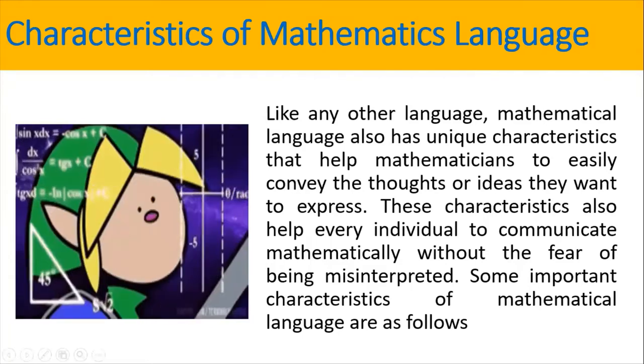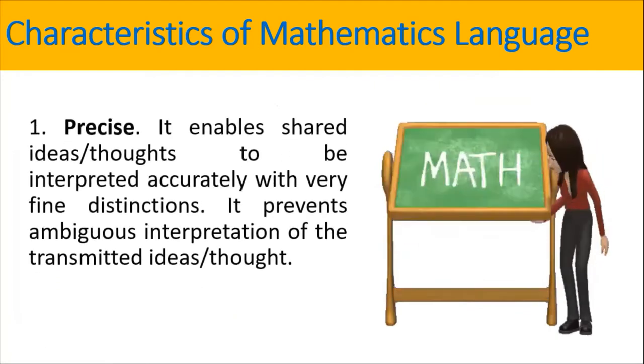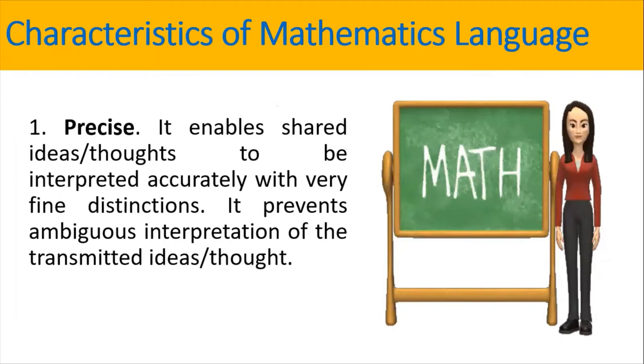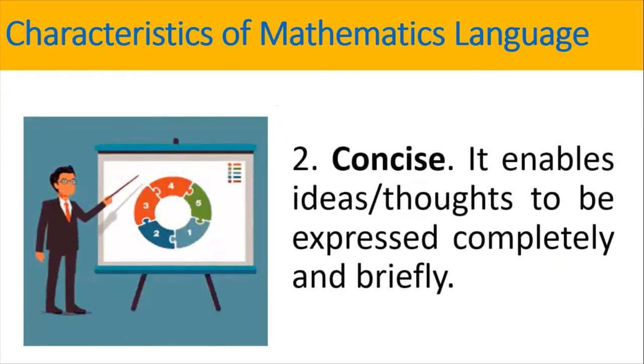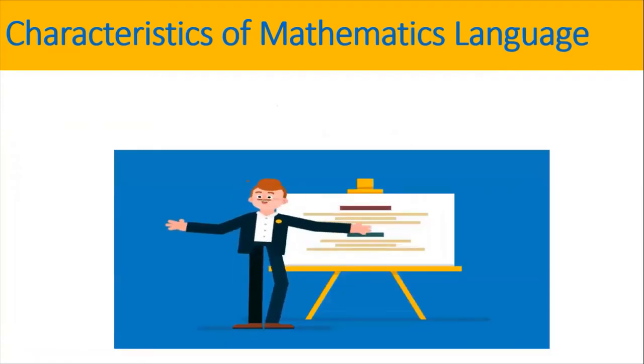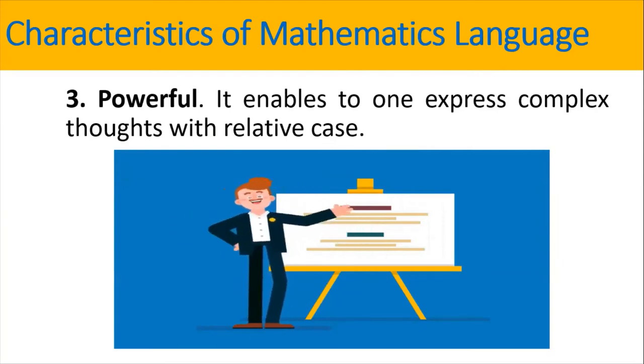First, it must be precise. What do you mean by precise? It enables shared ideas or thoughts to be interpreted accurately with very fine distinctions. It prevents ambiguous interpretation of the transmitted ideas or thoughts. Another one is concise. It enables ideas or thoughts to be expressed completely and briefly. Third, powerful. It enables one to express complex thoughts with relative ease.